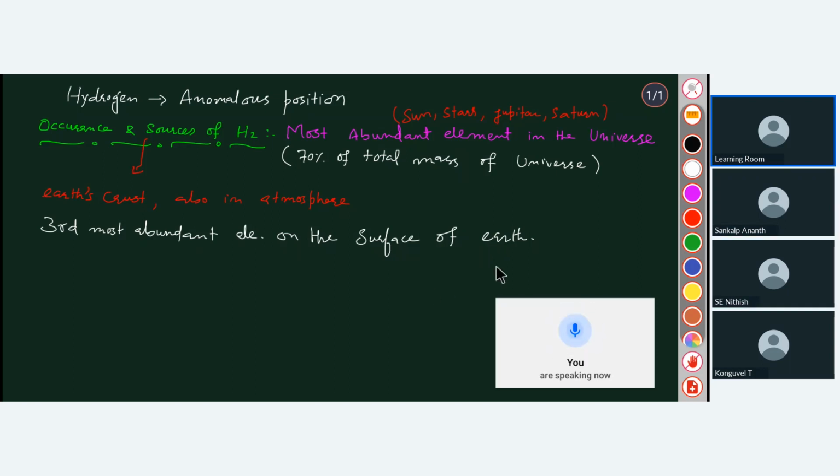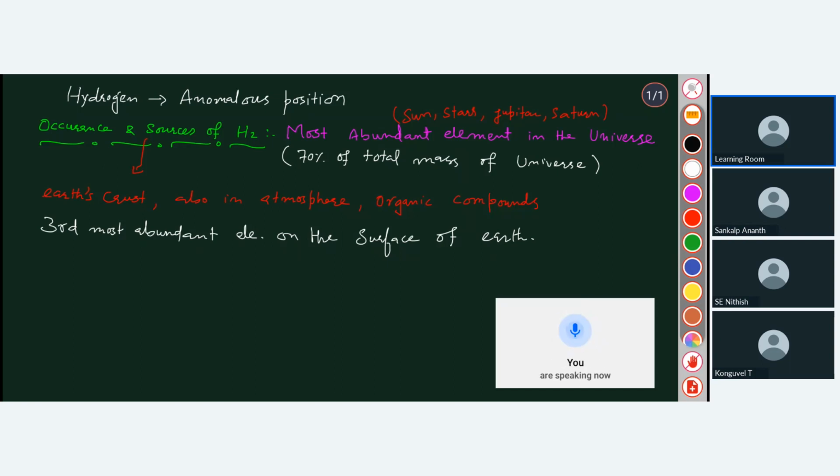Whatever organic compounds, they are just sources of hydrogen. Because if we just see the hydrocarbons, what are those hydrocarbons? They are the compounds of hydrogen and carbon, so that means they contain hydrogen. Organic compounds are completely made up of hydrogen and carbon. There is carbon, but this time we are just talking of only the sources of hydrogen. So you can see that organic compounds are the big sources of this hydrogen. And it's the most abundant element in the universe and the third on the surface of Earth.